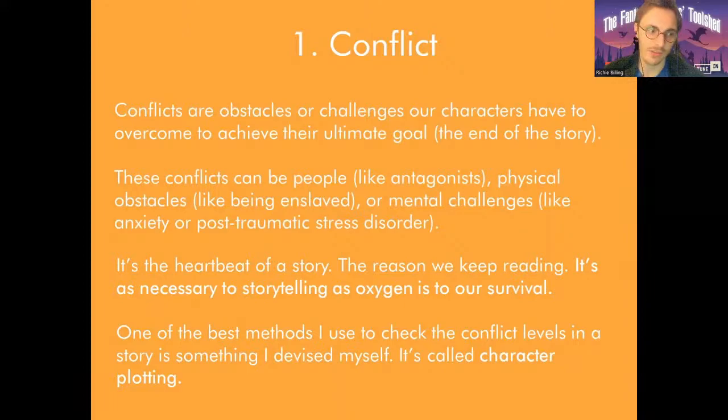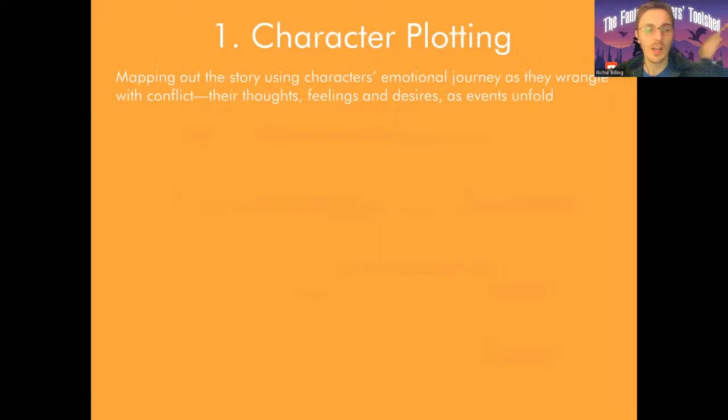and it keeps us engaged. And one of the best methods I use to check conflict levels in a story is something I devised myself, and it's called character plotting. When I explain it to you, you probably think that's quite simple. You might even do it yourself. I just put a name to it for my own sake. Character plotting is the mapping out of the story using characters' emotional journeys as they wrangle with conflict. We're looking at the thoughts, the feelings, desires, all as events unfold.